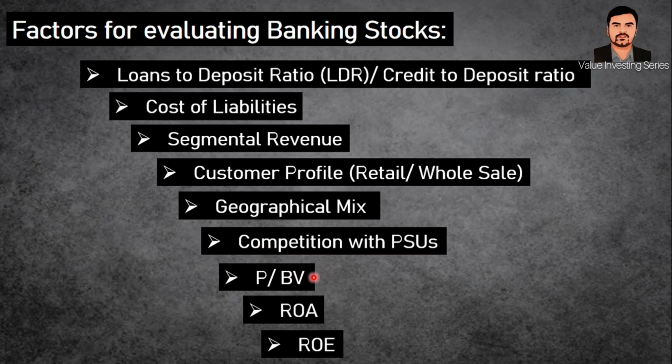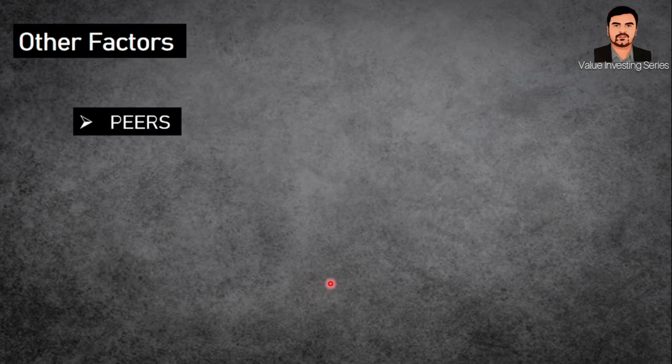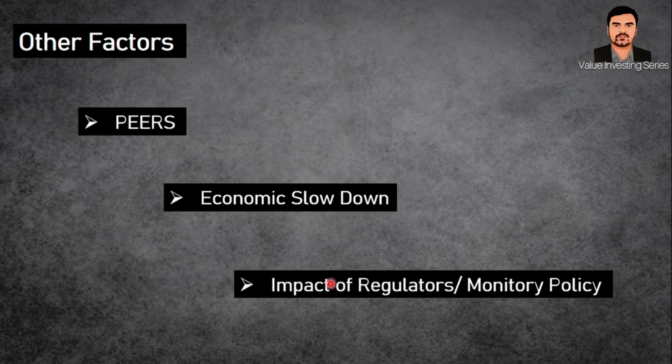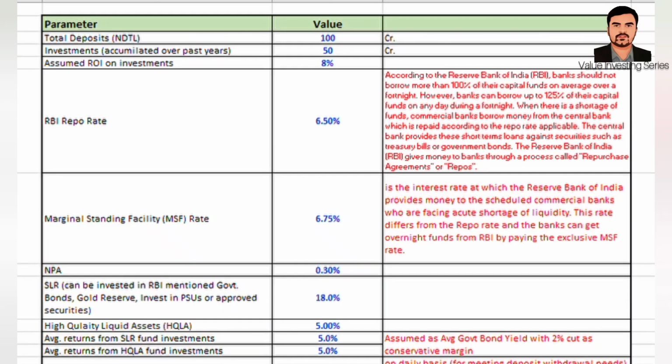We have discussed all these ratios. So these are the factors to be considered while analyzing a banking stock. On the screen, I have just tried to capture a few points which we have discussed in our slide. So if you see, say we are getting deposits of 100 crore from the depositors by banks, through various marketing activities and brand value. And then investments, say accumulated over a period, is 50 crore.